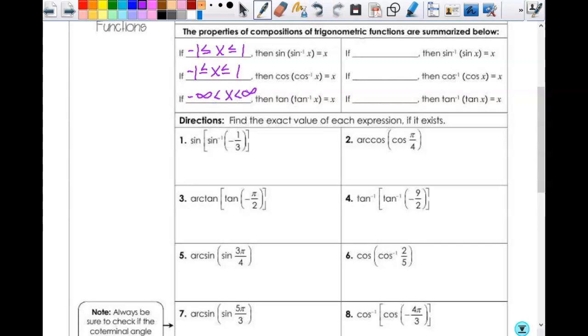Right? All right, so then when I'm going in the opposite direction, if I want the sine inverse of the sine of x to just equal x, then x has to be in that -pi halves to pi halves. And for cosine, it would have to be between 0 and pi. And for tangent, between -pi halves and pi halves, but I'm not including them.